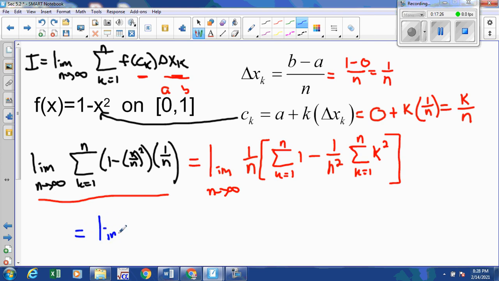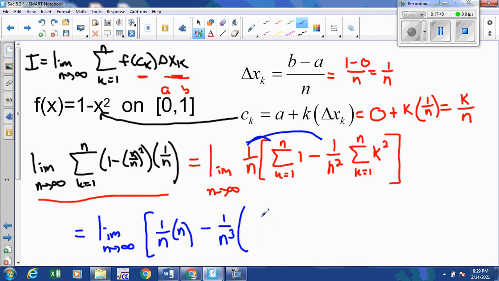The limit as n goes to infinity. And the first one, now remember I have to distribute this back through when I use the formulas. The formula for just 1 is n. So this is 1 over n times n. Minus, once again, 1 over n times 1 over n squared is 1 over n cubed. And my formula for k squared is 2n cubed plus 3n squared plus n all over 6.